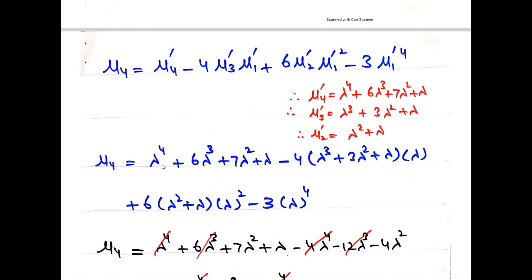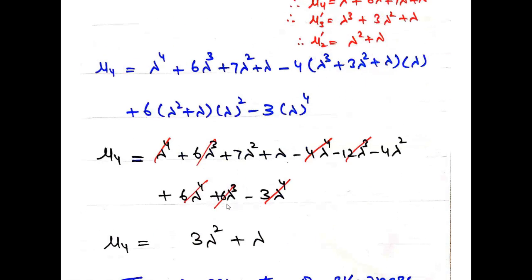Mu4 is equal to lambda power 4 plus 6 lambda^3 plus 7 lambda square plus lambda, minus 4 into lambda power 3 plus 3 lambda square plus lambda into lambda, plus 6 lambda square plus lambda into lambda square, minus 3 lambda power 4. So mu4, after multiplication: this lambda^4 minus 4 lambda^4. Here is minus 3 and here is 6. 6 lambda^4 plus this lambda^4 is 7 lambda^4. Minus 4 minus 3, 7.